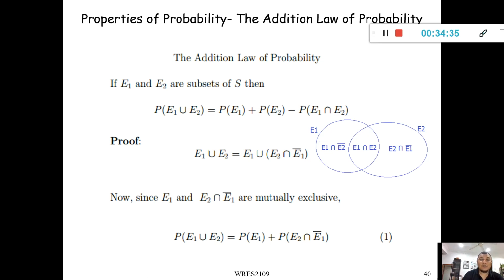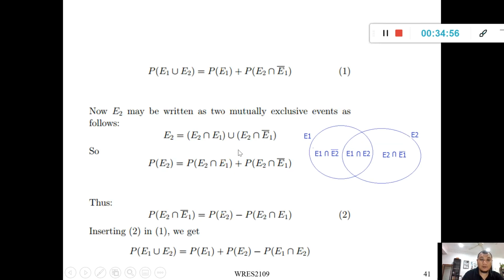And this is the addition law of probability. If event 1 and event 2 are subsets of S, then P of E1 union E2 is equal to P(E1) plus P(E2) minus P of E1 intersection E2. Here you can do the proof yourself. I think this is also straightforward. You just replace equation number one into equation number two.